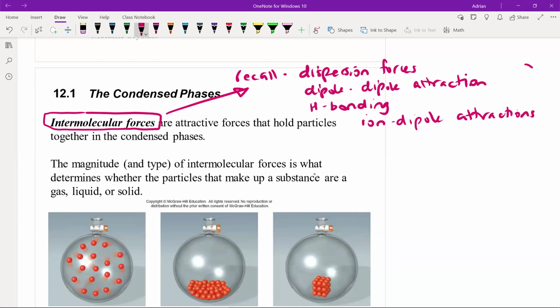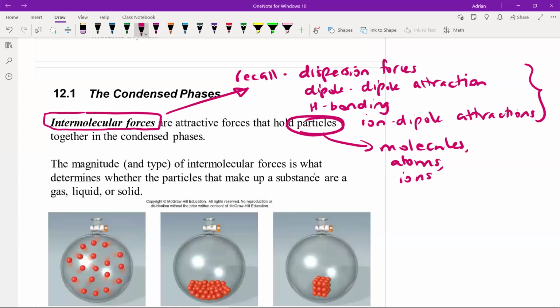the condensed phases. So as a quick reminder, when we talk about intermolecular forces, the name actually means molecules, but we use them to refer to the attractive forces that hold any particles together. So these could be molecules, they could be individual atoms, or they could be ions. So even though we use the term intermolecular, we're really looking here at just particles in general and how they keep the condensed phases together.